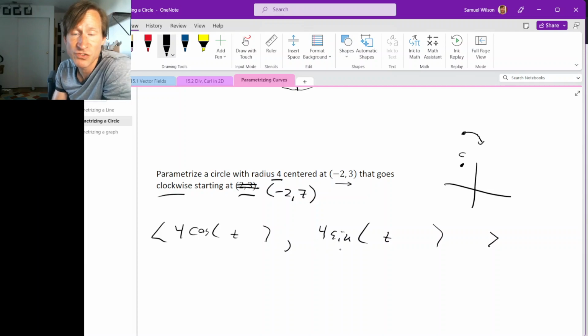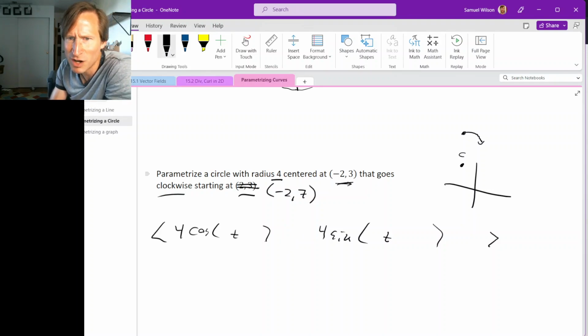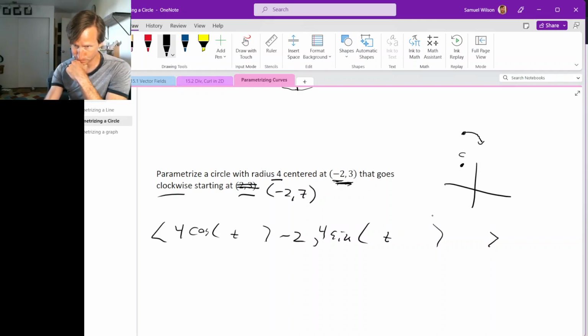Right, so now the radius is 4, and you can check that if you calculate the magnitude of this vector, you do just get the constant 4. It doesn't depend on t. Okay, well, this is centered about the origin. To get it to be centered at -2, 3, we just need to shift where this is happening. Right now it's centered at x equals 0. We want it centered at x equals -2. So just subtract 2 from your x coordinate, and by the same token, add 3 to your y coordinate.